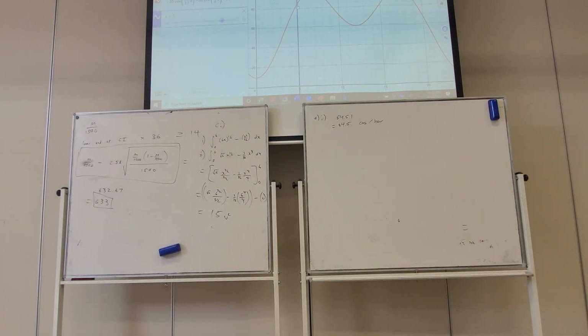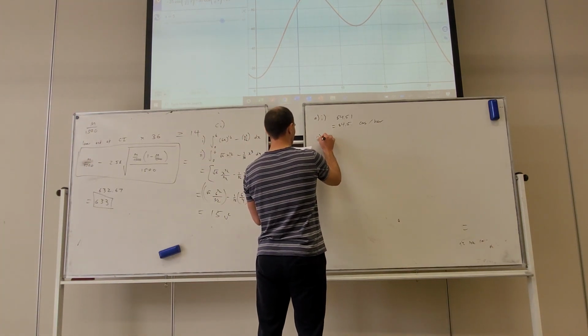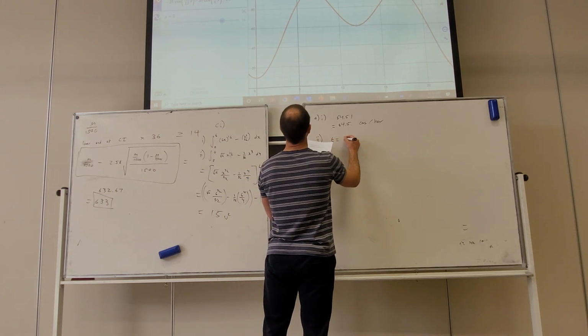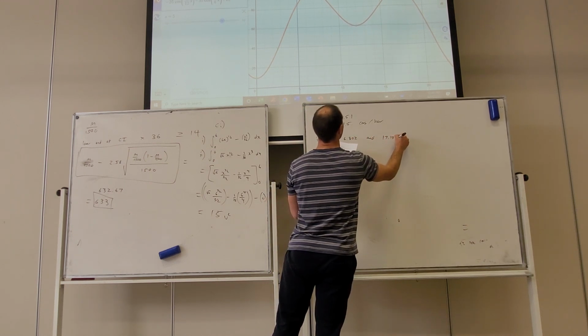Okay, part 2. Determine the values of t for which the rate of change of the number of cars will be at a maximum. So we can just G-solve the max. So I've got 6.82 and 17.19. Okay, so part 2, we've got t equals 6.802 and 17.198.